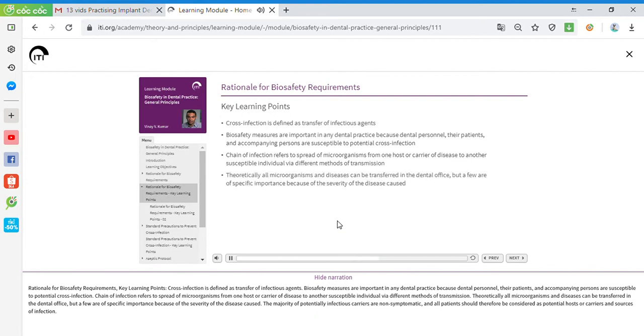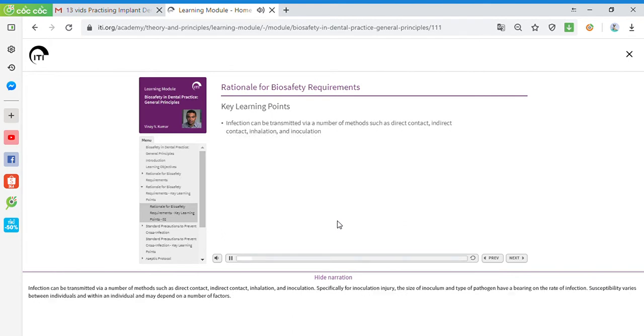Theoretically, all microorganisms and diseases can be transferred in the dental office, but a few are of specific importance because of the severity of the disease caused. The majority of potentially infectious carriers are non-symptomatic, and all patients should therefore be considered as potential hosts or carriers and sources of infection.